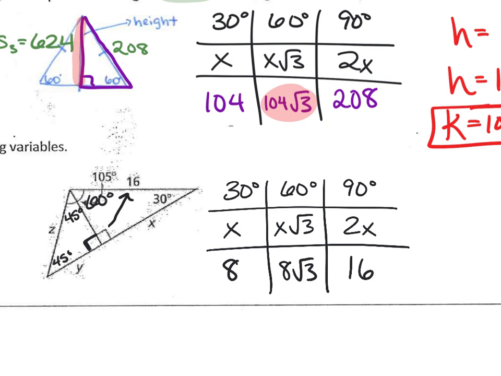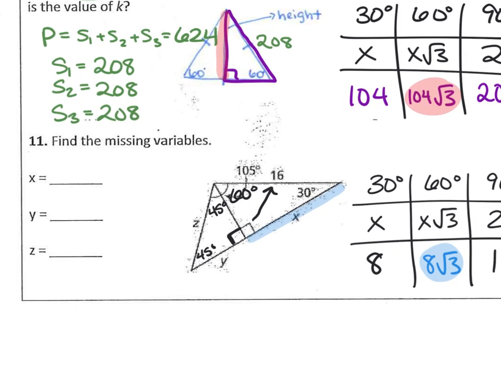Okay, let's pause for a second. We wanted to find x. It's one of the things we're finding. X is across from what? The 60. Didn't we just find that? So what is x equal to? 8 square root of 3. We'll write that one down since we already found that. X is 8 square root of 3.